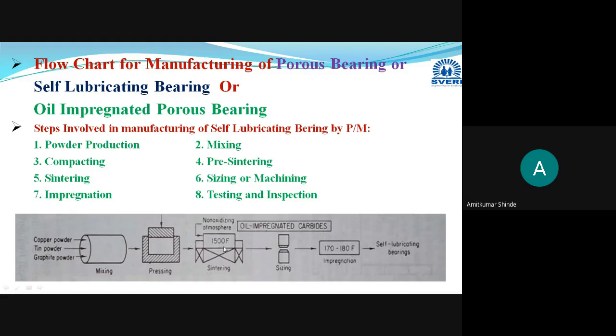Now please write down this part, name of the component and the stages involved. And as I'm explaining it, just mention whichever parameters or specific powder names we are using in the manufacturing of this self-lubricating bearing. We just draw this diagram. I will wait for a few minutes.